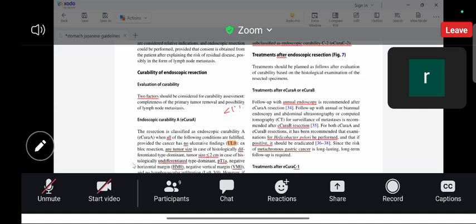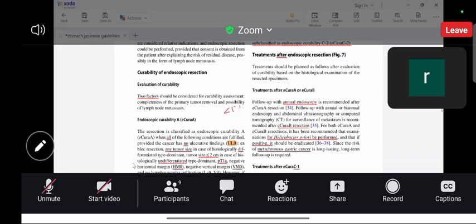Then we will see the completeness of the resection. So what is endoscopic curability A? That is EQRA A. The resection is classified EQRA A when all of the following conditions are fulfilled. That is the most favorable condition. Tumor should be UL, not ulcerated, any tumor size but differentiated. If it is undifferentiated, then it should be less than or equal to 2 centimeter. That we have to remember.